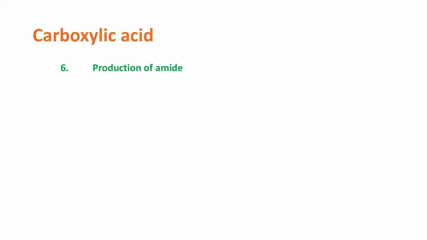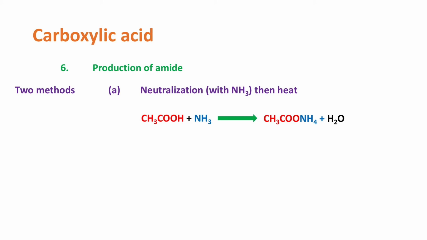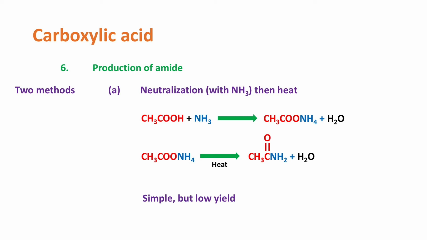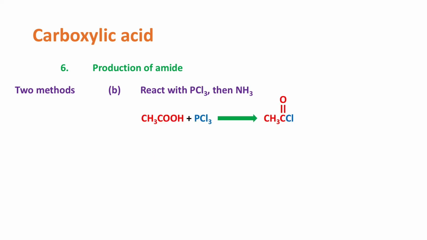The final one is the production of amide. There are two possible methods. The first one is the carboxylic acid neutralized by ammonia, then heat the ammonium salt. This method is simple as only ammonia is used, but the yield is low. The other method is to let the carboxylic acid react with PCl3 in the first step, then react with ammonia. This method may be more complicated as more chemicals are involved, but the yield is much higher. In examination, both methods are acceptable, but I recommend the second one personally.